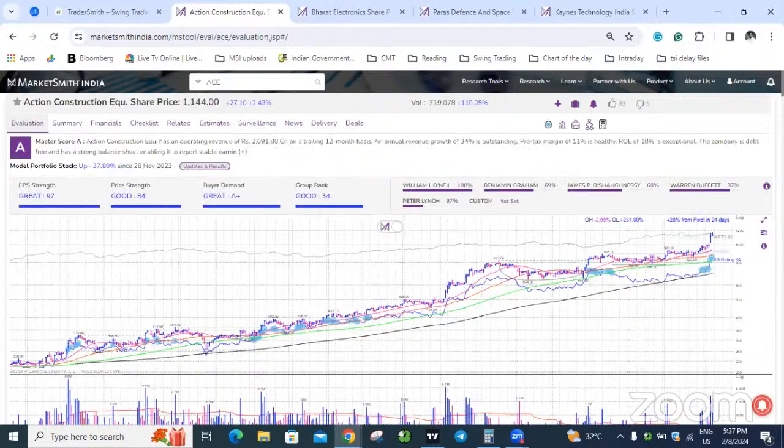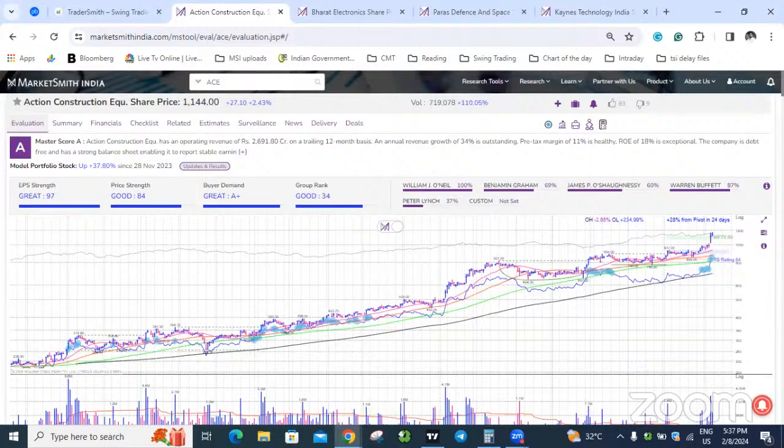Action Construction. Yesterday there were earnings. We think another round of bullish trend, and today also the stock has gained around 3-4%, and it has closed more than 2% on the positive side. So it is in an uncharted trajectory. If someone is holding, chase the rally, just follow the rally with an appropriate stop loss.